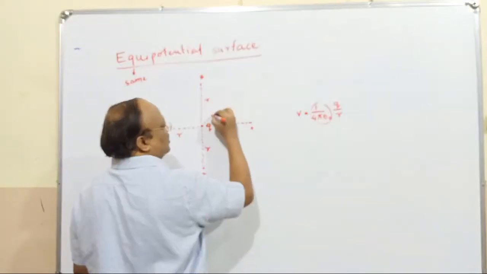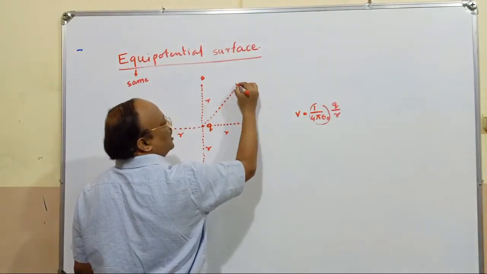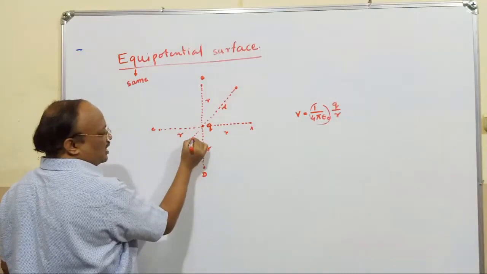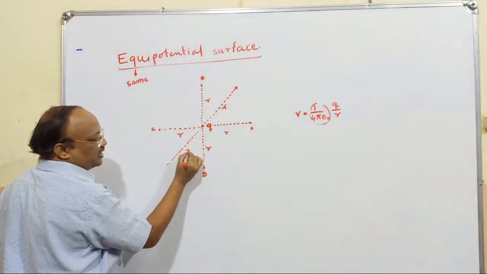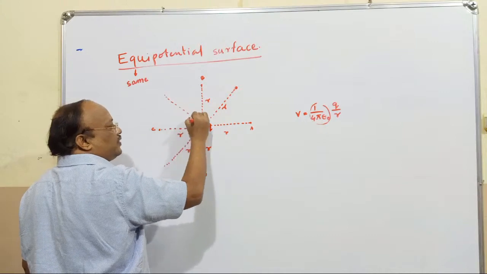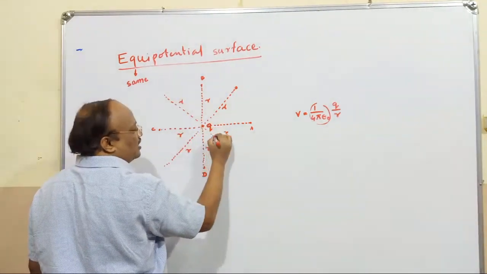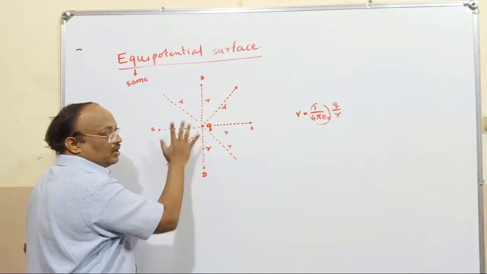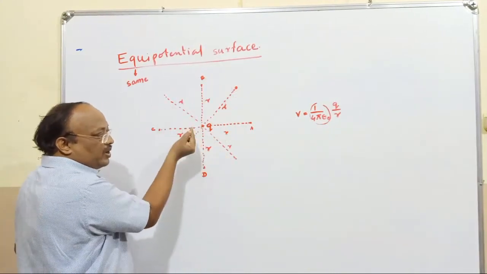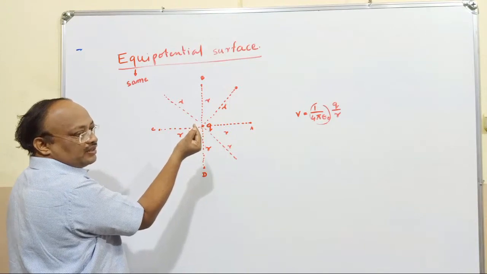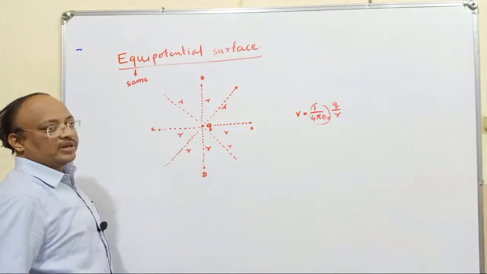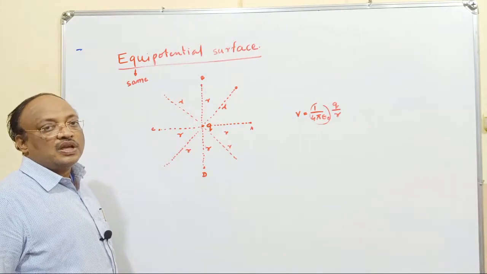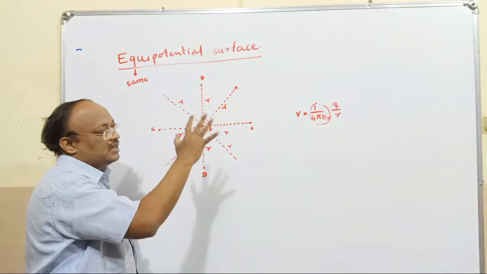So like this, if you go this side, a point which is at a distance R. Even if you go in two dimensions as I have drawn here, even three dimensionally, anywhere at a distance R from it, even inside the board at a distance R from it, everywhere the potential is the same.